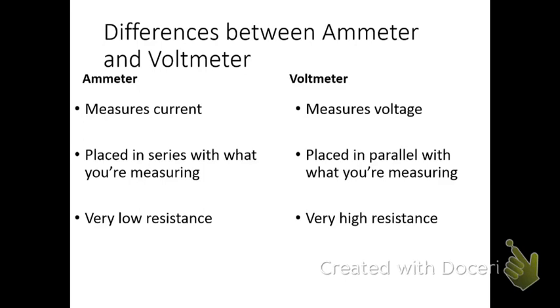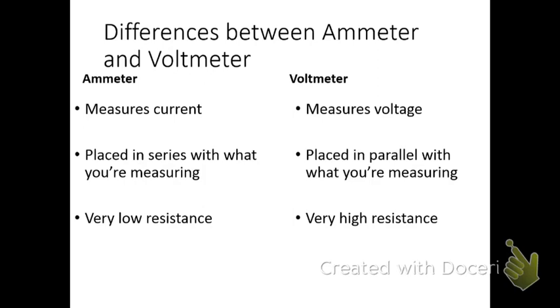These are not magical devices. They can only tell you what they experience. So you have to set them up so they experience the same thing as the resistor you want to measure. Resistors in series experience the same current. So if I want to measure the current, I better put that ammeter in series with my resistor. And it better have very low resistance so that it doesn't change the current.